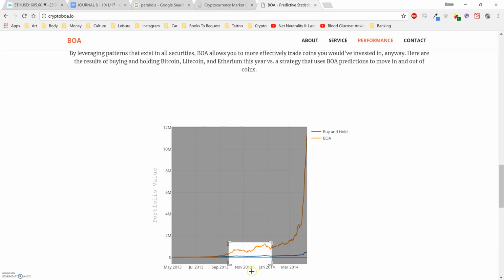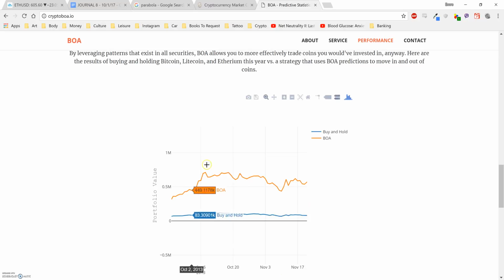But getting out and getting in at the right times doesn't help you if the market as a whole is trending down. If you look at buy and hold here, it went from 115,000 to 67,000. That's just an average portfolio having started January 1st, 2017. Same thing happened to BOA. Over that same time period, it went from 711,000 to 435,000.